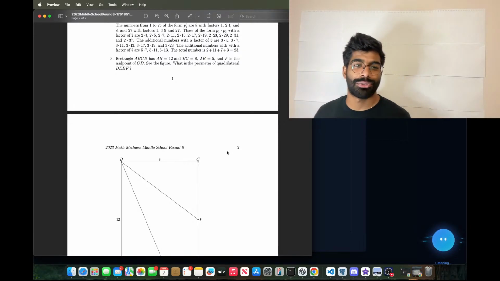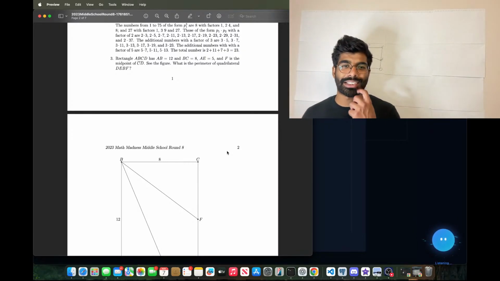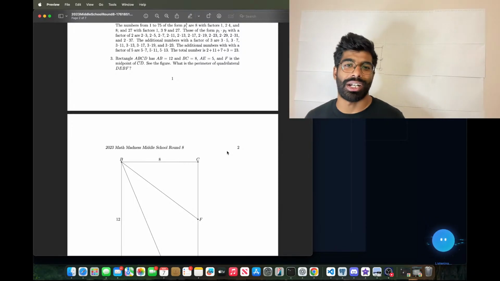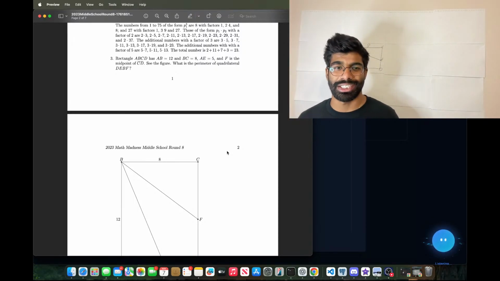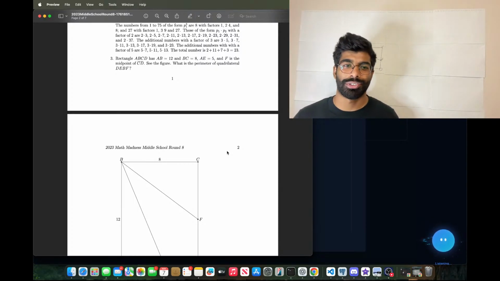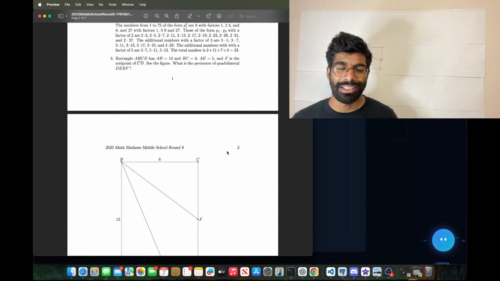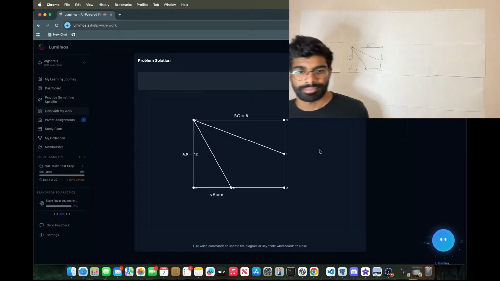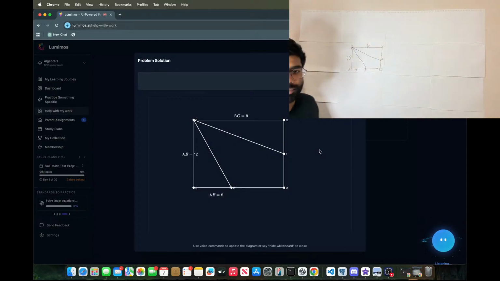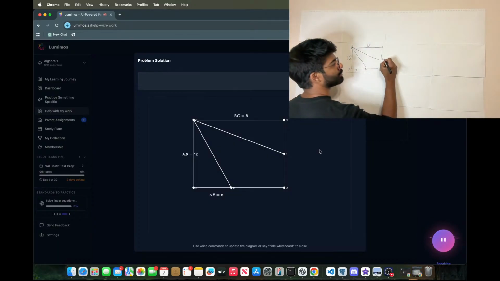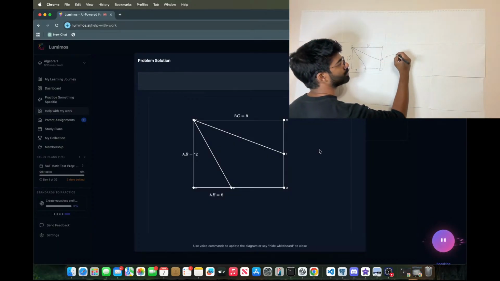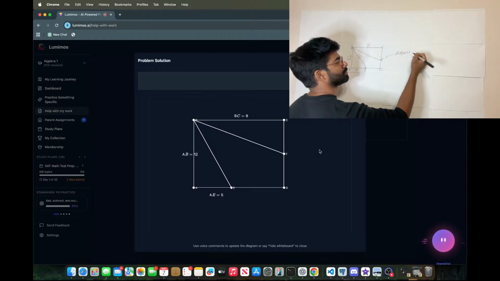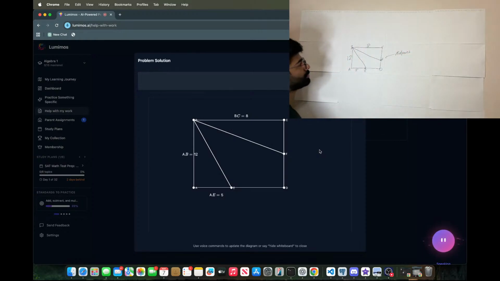Okay, so the problem says rectangle ABCD has AB 12, BC 8, AE 5, and F is the midpoint of CD. What is the perimeter of the quadrilateral DEBF? Perfect. So we need to find the perimeter of quadrilateral DEBF. That means we need to add up the lengths DE, EB, BF, and FD.